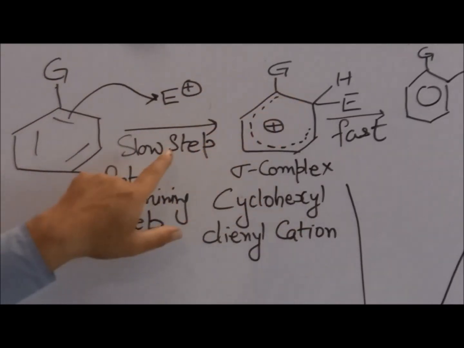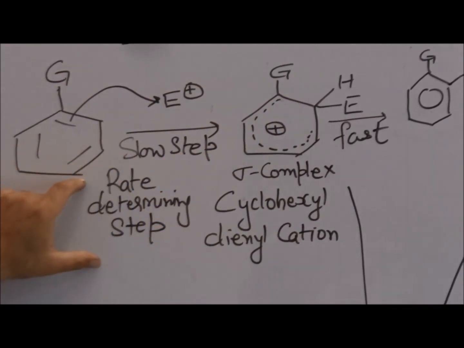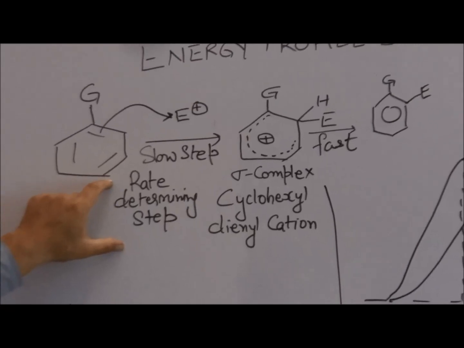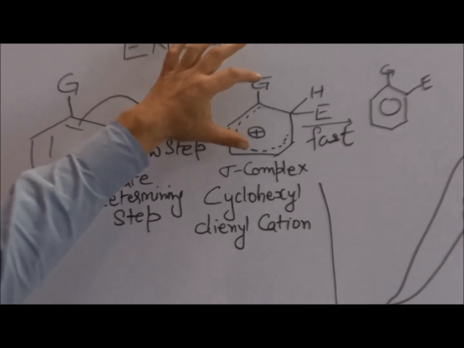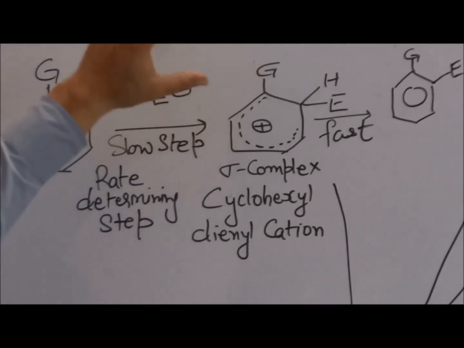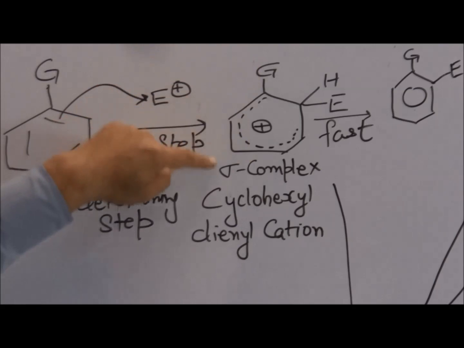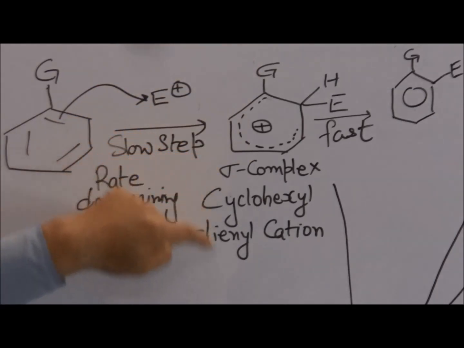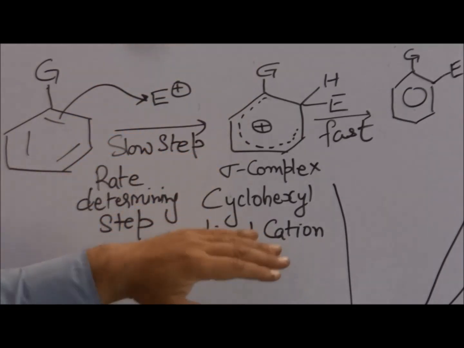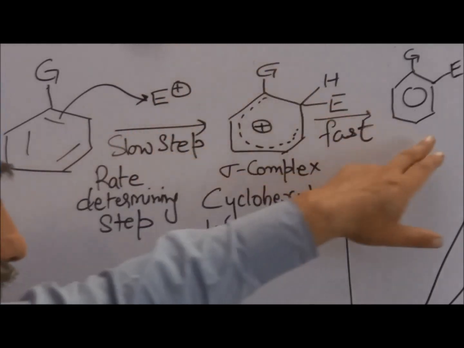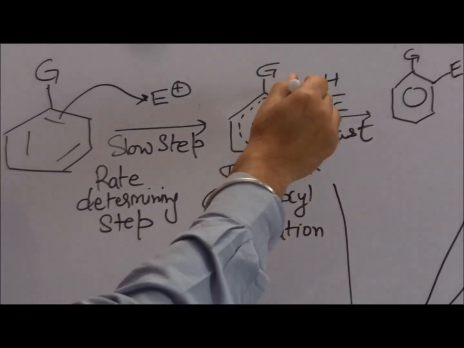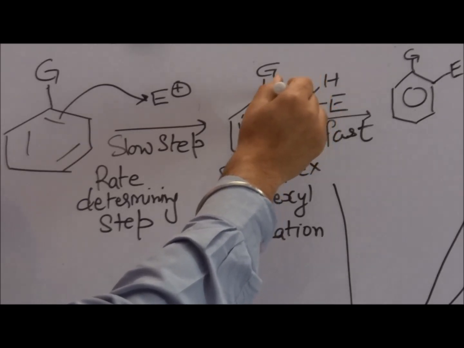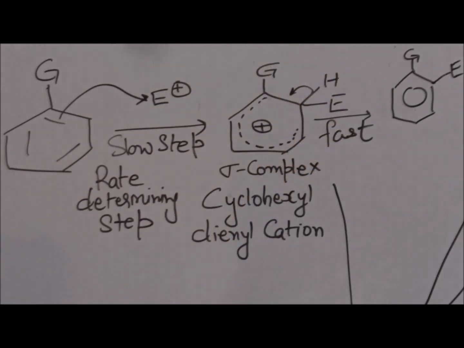Now this is the slow step, and we know the slow step is also known as the rate determining step. This reaction intermediate, in which the aromatic character of the benzene ring breaks down, is stabilized by resonance. This is known as the sigma complex or cyclohexadienyl cation. But a very fast change happens into the final product. Why? So that the aromatic character of the ring is restored, and there is a removal of a proton from the same carbon on which the electrophile is added.